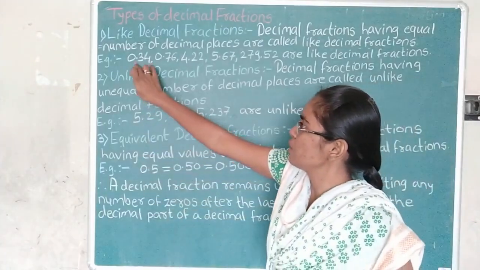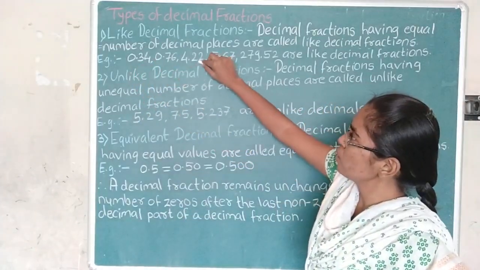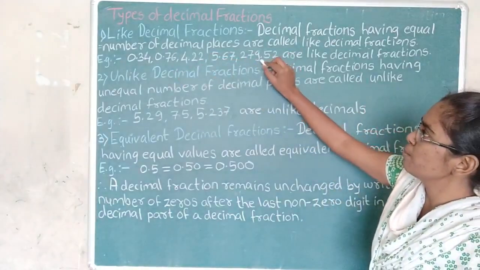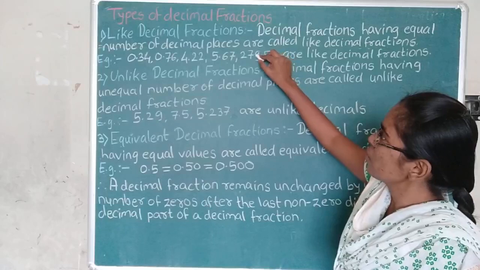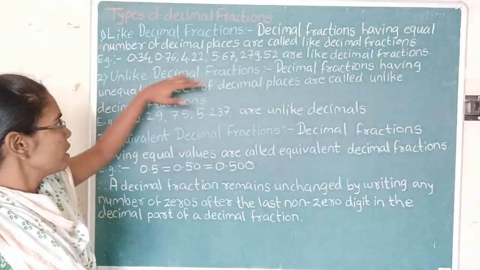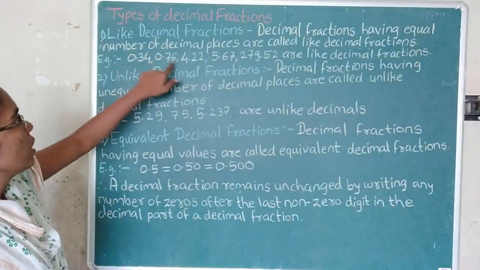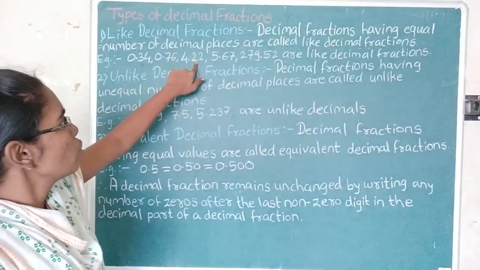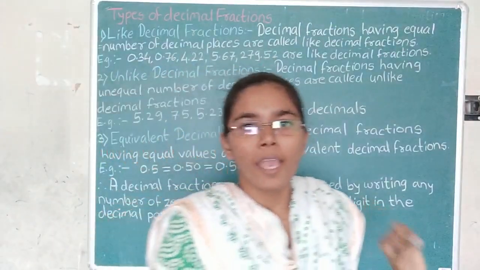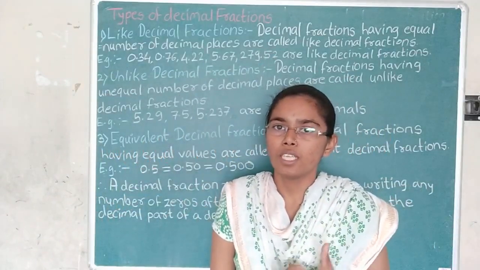Now here we have 0.34, after that 0.76, 4.22, 5.67, 279.50, 279.52. Here after the decimal point in each decimal number only 2 digits are there. Here 3, 4, in this 7, 6, 2, 2, 6, 7, 5, 2. So these are the like decimal fractions, meaning equal number of digits after the decimal point.